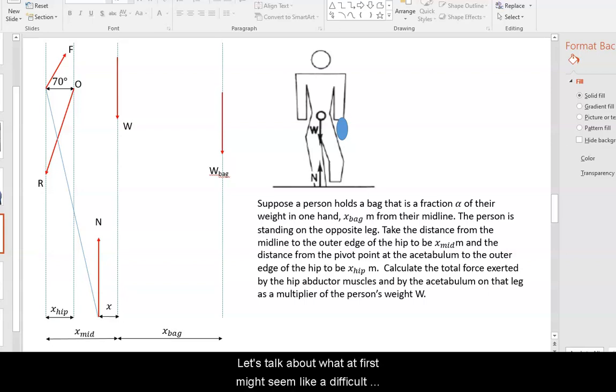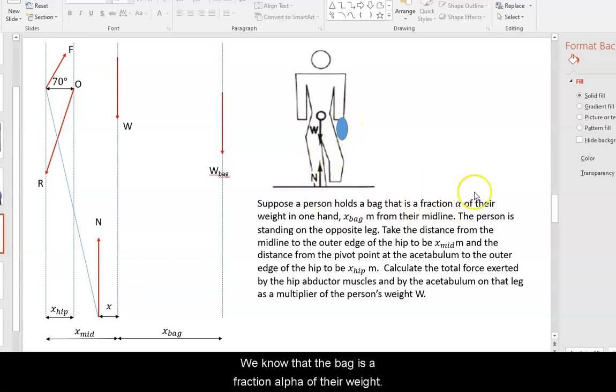Let's talk about what at first might seem like a difficult problem, but it's really not all that hard when you break it down into its pieces. We have here a person that's simply walking along and carrying a bag. This problem and the next problem are going to be related. They're standing on the foot opposite to the bag.